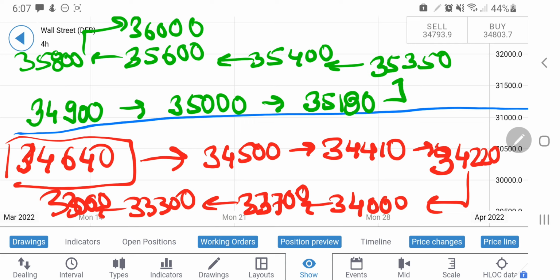So trade accordingly, trade with levels and don't trade with a bias. Probably dropping below 34,640, one can expect it to remain short, one can expect it to drop, else it can try to trade sideways between 34,600 and 35,300, 35,500 levels. So take your positions accordingly.